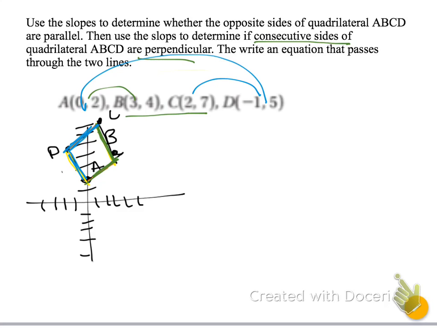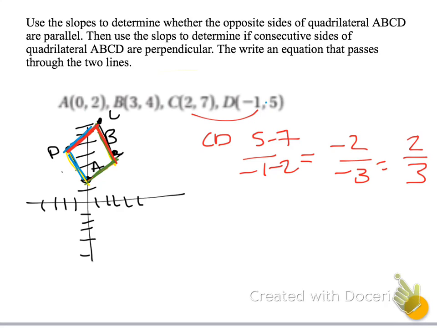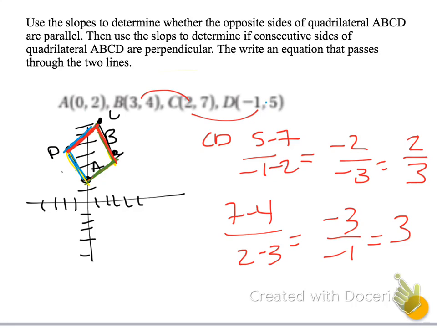So let's try another one. We could do CD and BC this time. I'm going to erase all this. Okay, so CD, 5 minus 7 over negative 1 minus 2. So negative 2 over negative 3 is 2/3. And then also BC, so 7 minus 4 over 2 minus 3. Okay, so you can see that those are also not opposite reciprocals of each other.